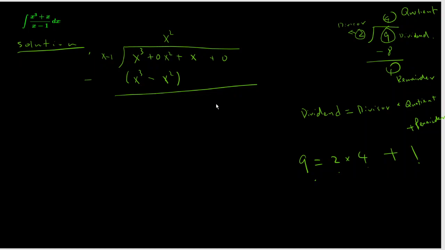Okay. So 0 times x squared minus x squared, right? You'll have positive x squared. It's like subtracting a negative number is equal to positive. You know that, right? The same as number division, you need to move these two terms down. So you'll have plus x in here and then plus 0, right? And then you repeat the same thing.